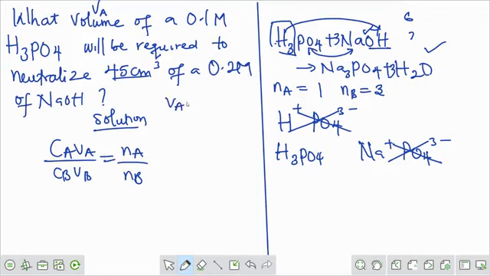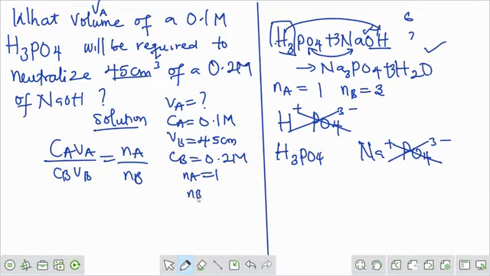They asked us to find Va. They said 0.1 mole per dm cube of H3PO4, I told you that is representing your Ca, 0.1 mole, will be required to neutralize 45 cm cube. So that's Vb, 45 cm cube, and our Cb is 0.2 mole. Then we get our Na 1, Nb 3. Let's now substitute. We now have 0.1, our Va is what we are looking for, our Cb is 0.2, our Vb 45, Na is 1, and this is 3.